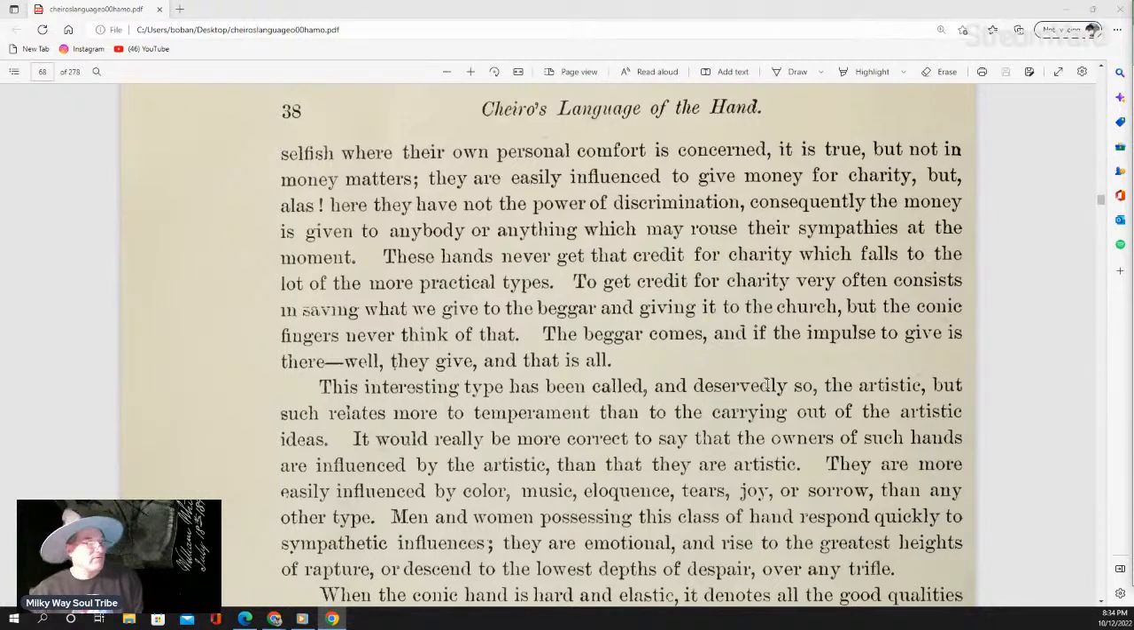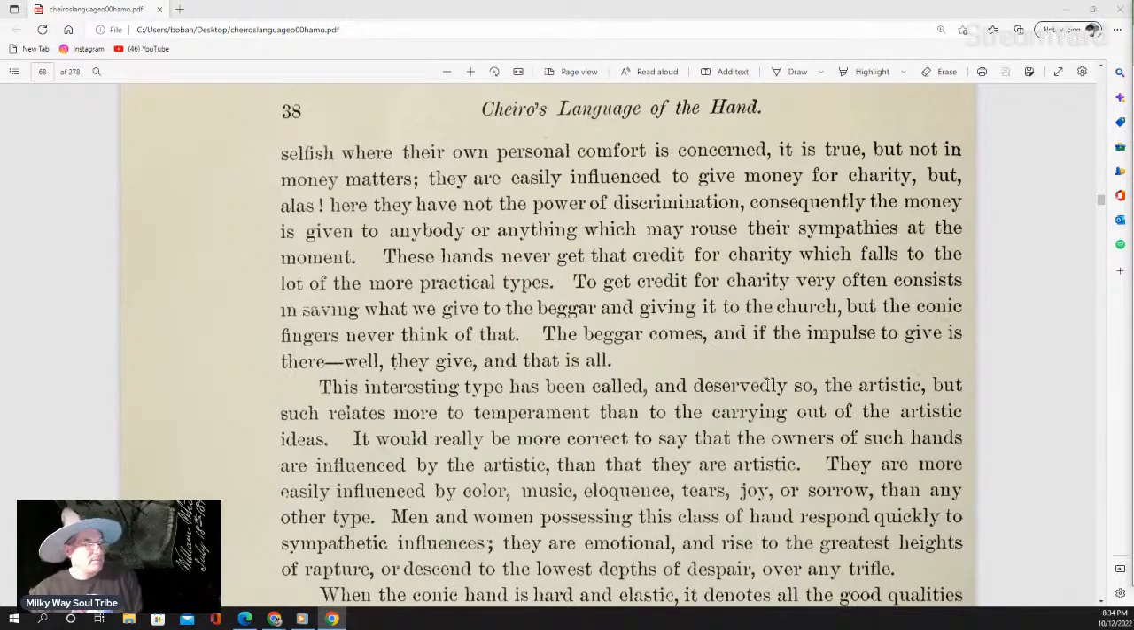Remember, these people are very impulsive. These hands never get the credit for charity, which falls to the more practical types. To get credit for charity very often consists of saving what we give to the beggar and giving it to a church, but the conic fingers never think of that. The beggar comes, and if the impulse to give is there, well, they give, and that is all.